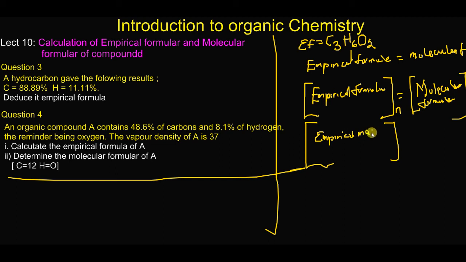Empirical mass unit, okay? Multiplied by a certain factor, it will give you the molecular mass. The molecular mass is gotten from the molecular formula by adding all the masses of the atoms that are there. So this is the relation. The simplest mass of a formula that we can get is the empirical mass, and the actual mass that we can get is the molecular mass.